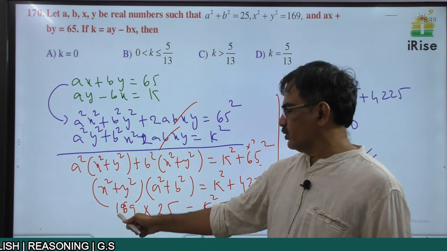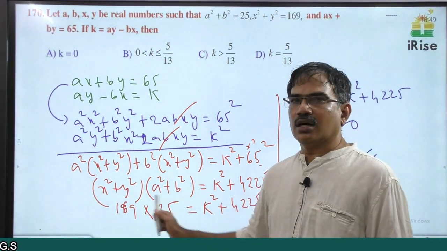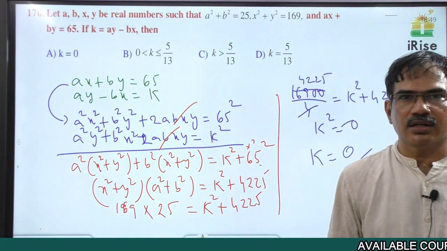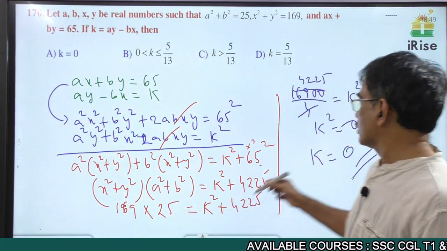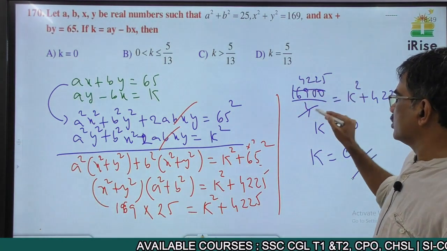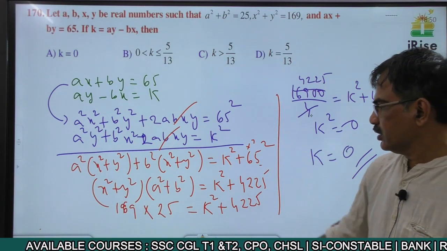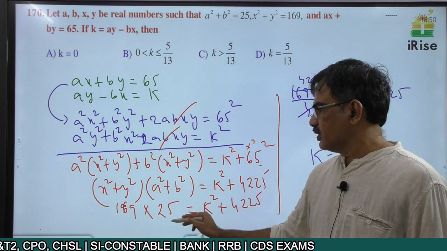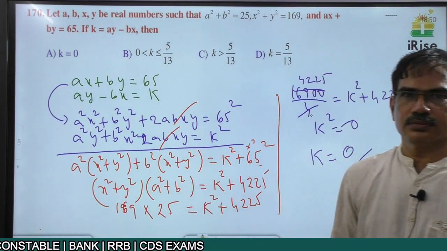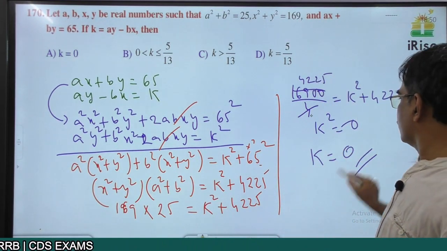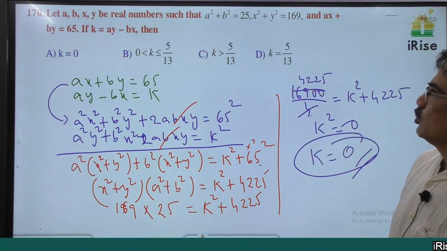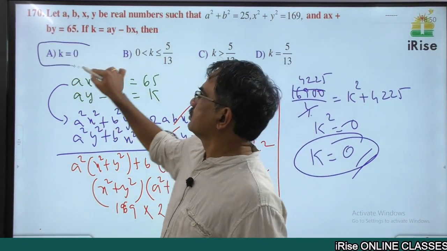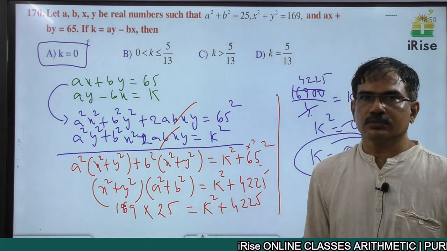Multiplying by 25, or multiplying by 100 and dividing by 4, is easy. So that's why I want to write this as 16900 by 4, into 4 divided by 4. Okay, so the answer for this question is k is equal to 0. Next one.